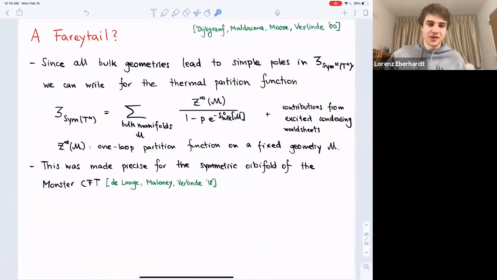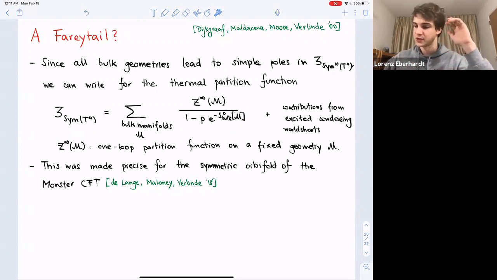What I find exciting, but I haven't looked too much into it yet, is that, first of all, we saw that all the bulk geometries lead to simple poles in the grand canonical partition function. And so formally, at least, you can write the grand canonical partition function by summing over all the semi-classical bulk geometries, including the correct residue, and you write this pole here. Assuming that this converges, you know that this thing is a meromorphic function of p.